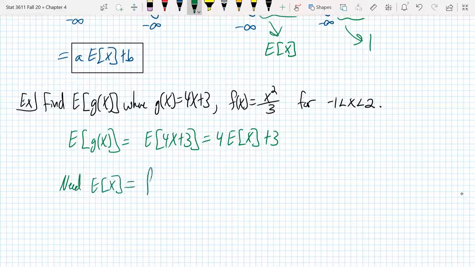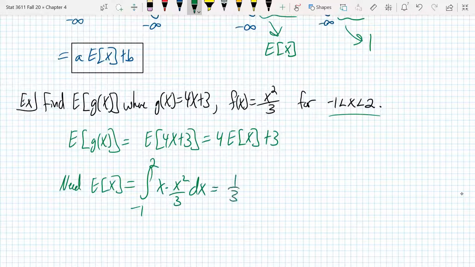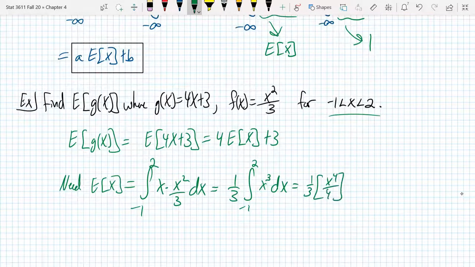So that's going to be equal to the integral. And in this case, our bounds go from -1 to 2. X times x squared over 3 dx. So I'll bring out that 1/3. Integrate from -1 to 2 x cubed dx. So that's going to be 1/3 times x to the 4th over 4. Plugging in our endpoints, being careful with our arithmetic, we should get 5/4 for the expected value of x.